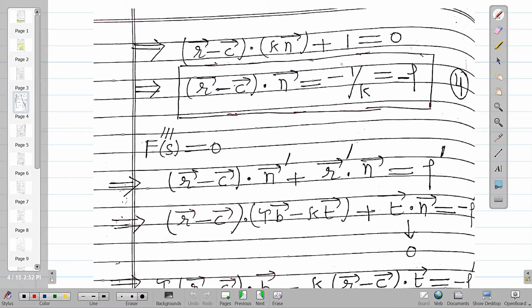Now what is the value of t dash? So this is t dash. What is the value of t dash? It is kappa n, by the Frenet formula. So this is (r minus c) dot kappa n vector plus 1, which is equal to 0, right? So taking kappa to the right hand side, we get (r minus c) dot n, which is equal to minus 1 by kappa, which is equal to minus rho. Clear? So we get equation number 4.